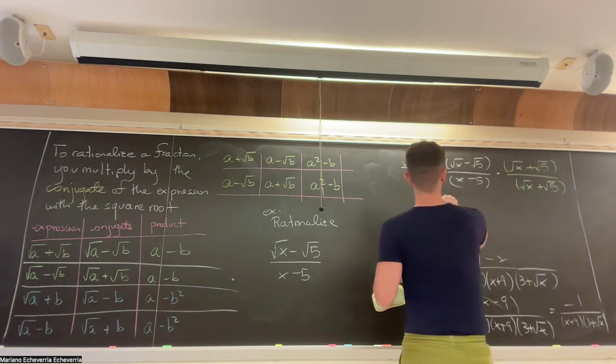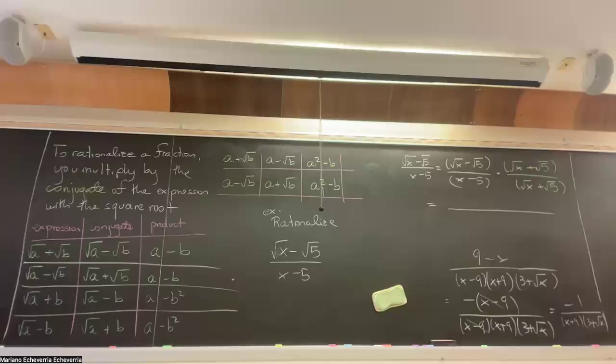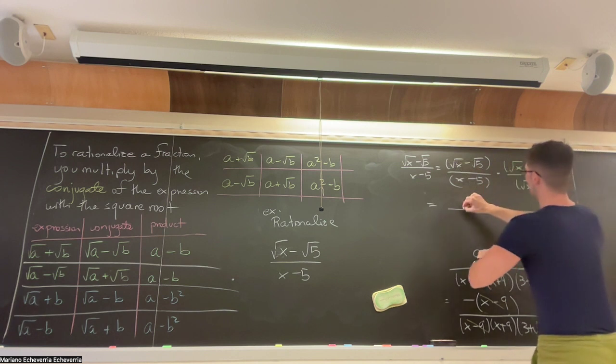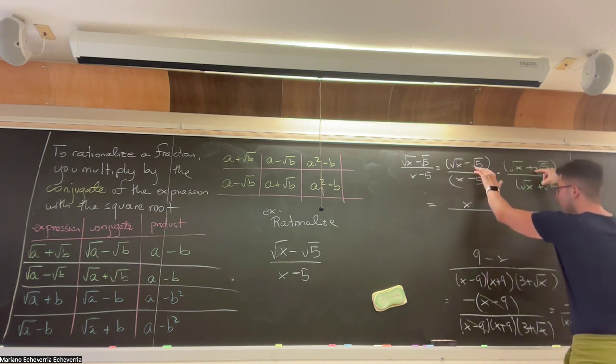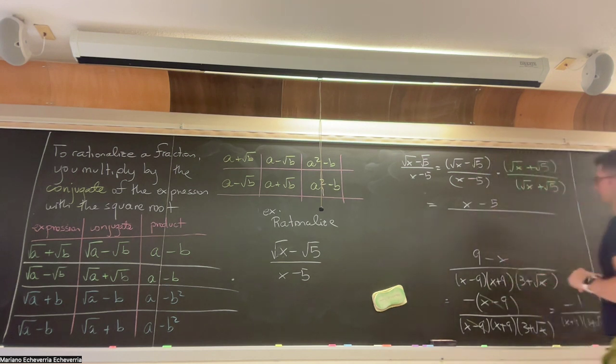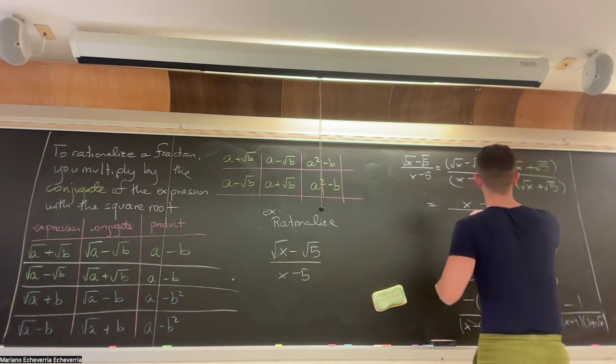So what's going to happen here? Again, for the numerator, you have the difference of squares formula, which is the square of the first one, root of x squared is x, minus the square of the second one, root of 5 squared is just 5, so it's x minus 5. And there's nothing much else that you can do to the denominator, so I just read it as this.